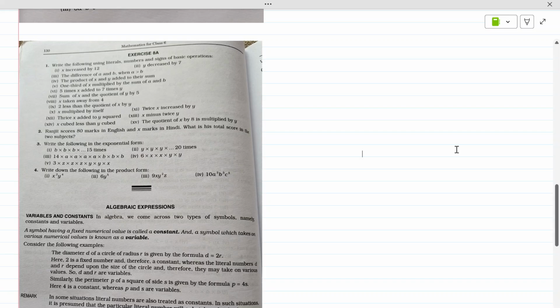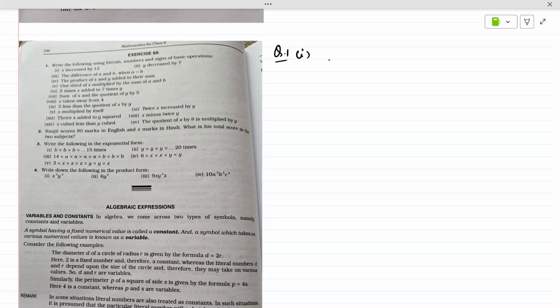Hello kids, in today's class we are going to start with the exercise based upon the algebraic expressions which we have learnt in our last class. So the first question is, write the following using literals, numbers and signs of basic operators. Okay, and the question number first part says x is increased by 12.